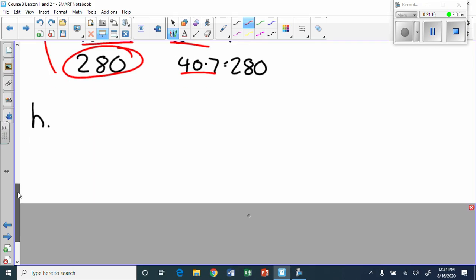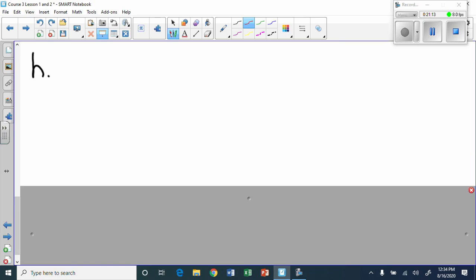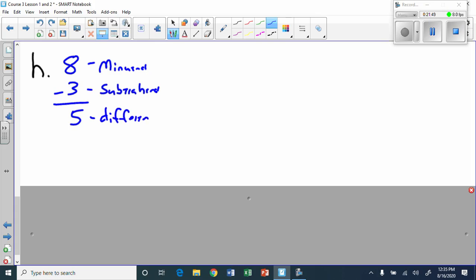Which takes us to H. I left H blank, because we got to do some work here. H is asking you, how can you check a subtraction answer? So let's take that real quick. By now, 8th grade, you're going to be using your vocab. So let's take 8 minus 3 is 5. What are the names of these numbers? Which one's the minuend? Which one is the subtrahend? So the 8 is the minuend, 3, subtrahend. And this is my difference.